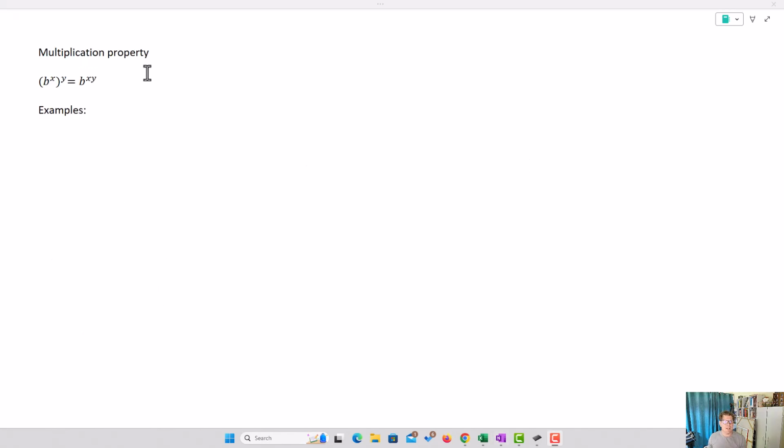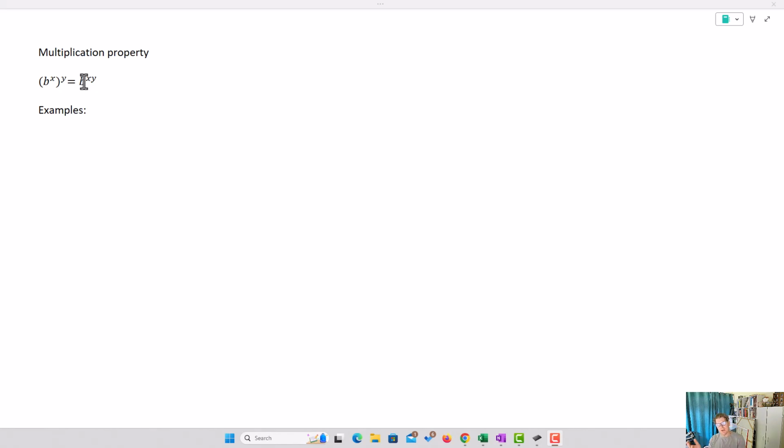Let's say we see an example like this. This is called our multiplication property. The multiplication property says, I've got b, that's my base, and I'm going to take it to the x power, and then I'm going to take that whole thing to another power, y. If I do that, then I can have b to the x times y. I'll multiply the powers. You're sometimes going to see this called power to a power. That's one of the ways it's stated as well, but we're just going to call it our multiplication property.